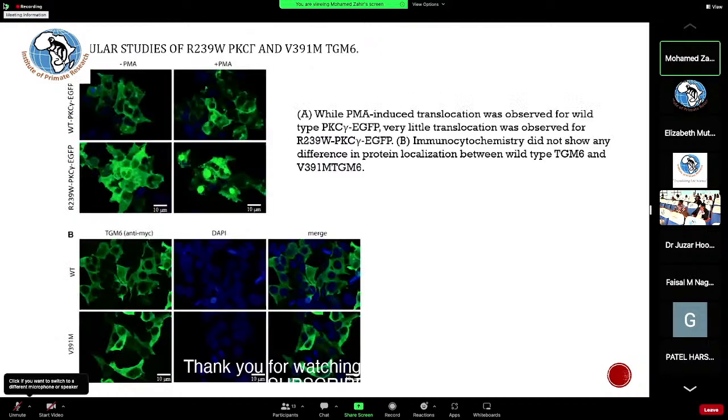At the same time, we also did cellular studies in which we found specific PMA-induced translocations in mutants. For example, in picture A, we used immunocytochemistry to find translocation that was observed in the wild type but was not observed in the mutant. And then in the second particular variant that we tested, there was no difference between the wild type and the mutant.